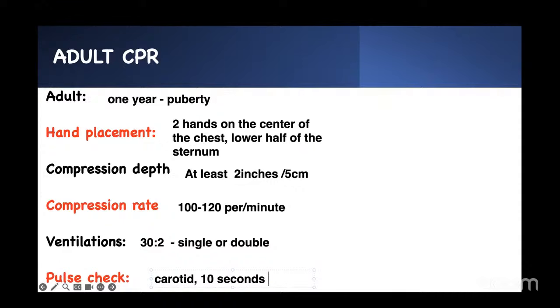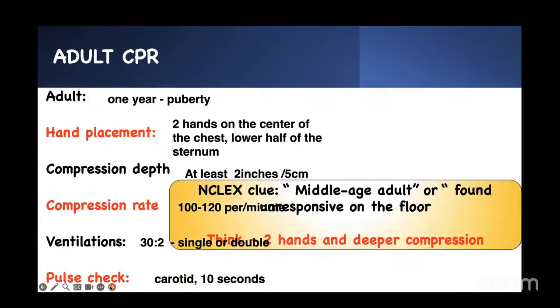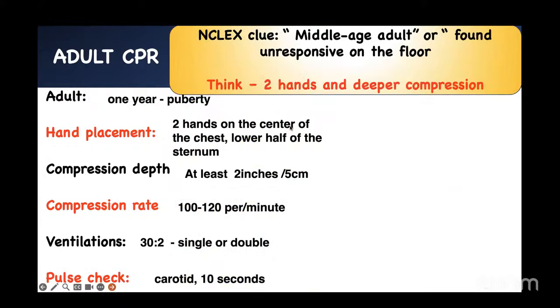When they give you a question, it's going to be what? Select or apply. Don't lose that point. Remember the compression depth is at least 2 inches, and then the compression rate. This is the key. This is the buzzword I want you to write down, right? I want you to write this down. This is the key. The clue the NCLEX will give you is this.